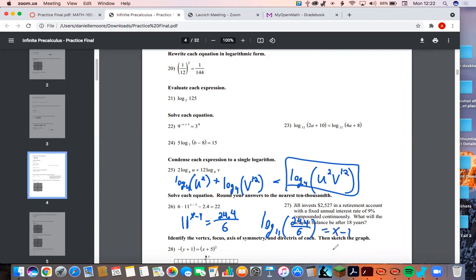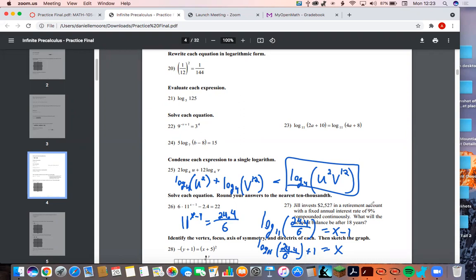And that means this would be easy to get the x by itself. We'll just add the 1, and then we can use the calculator for the rest. And so adding the 1 over there, what we have is log base 11 of this big old mess, 24.4 over 6, all that plus one. If your calculator can handle doing that, then shoot that through the calculator.